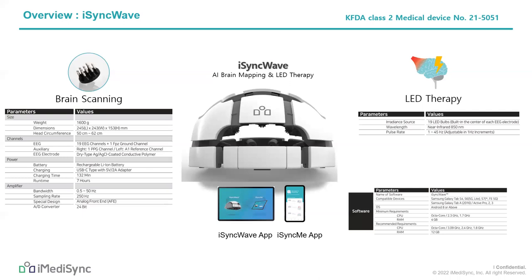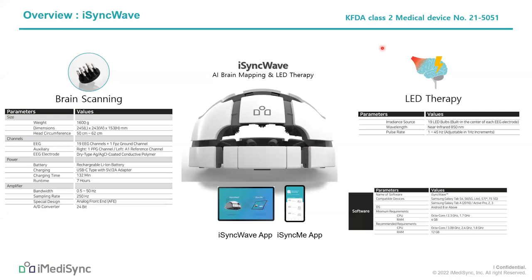The main amplifier has a specially designed analog front end, which maximizes the signal to noise ratio at the first part of the EEG acquisition. The amplifier bandwidth is between 0.5 to 50 Hertz and a 250 Hertz sampling rate is used.